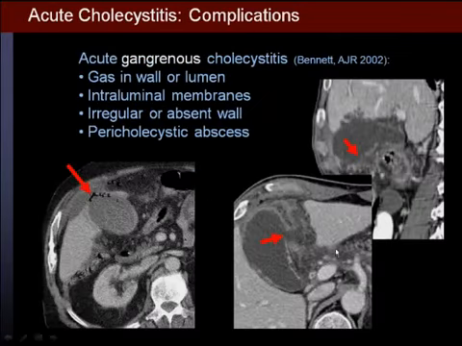Now, CT in acute cholecystitis is used for detection of complications, and one such complication is acute gangrenous cholecystitis, and the criteria are gas in the wall or lumen, intraluminal membranes because of the hemorrhagic mucosa, for instance, an irregular or absent wall, and the pericholecystic abscess following perforation.